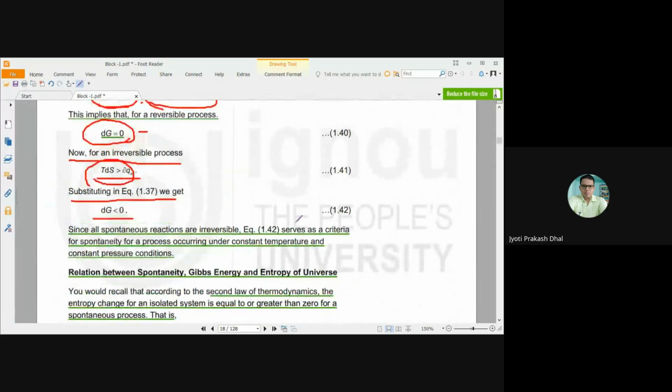Now putting these values in equation 37, we can write dG is less than 0. Since all spontaneous reactions are irreversible, equation 42 serves as a criterion of spontaneity of a process occurring under constant temperature and constant pressure. Previously, we have discussed the criteria of spontaneity of a process occurring under constant temperature and constant volume. So now this is the criterion of spontaneity of a process at constant temperature and constant pressure.